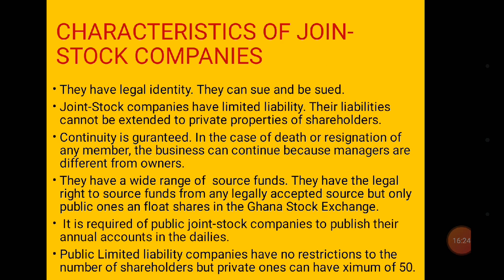It is also required of public joint stock companies to publish their annual accounts in the dailies. So a public joint stock company is supposed to publish their accounts at the end of every year in the dailies, Daily Graphic, Daily Dispatch, The Spectator, Daily Guide, and the rest. They're supposed to select some dailies and publish their accounts, because there are so many people who own part of that company or who have shares in the company, and so should know how the company is doing financially.